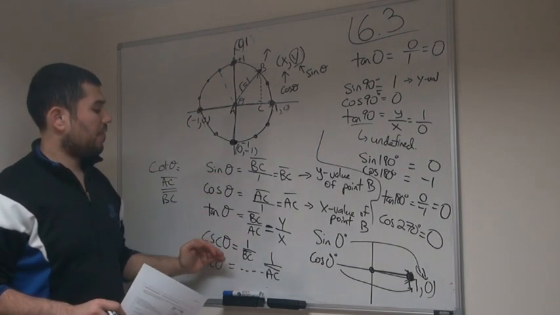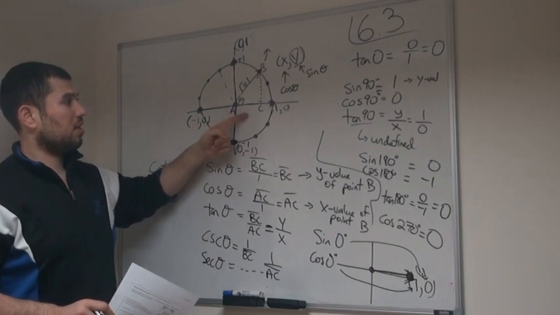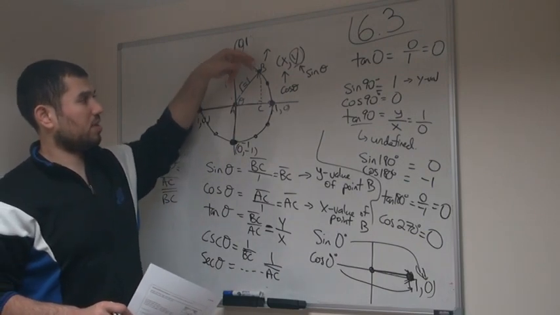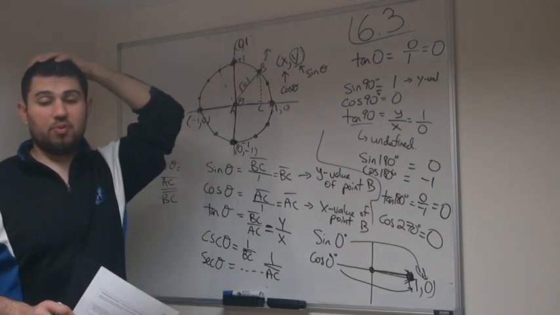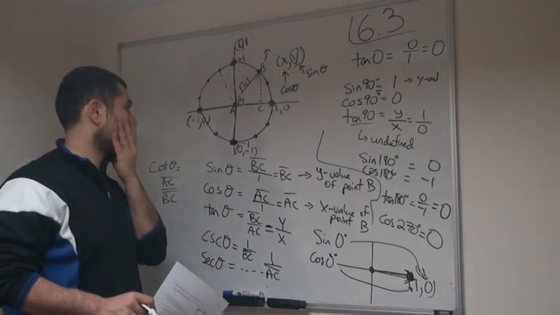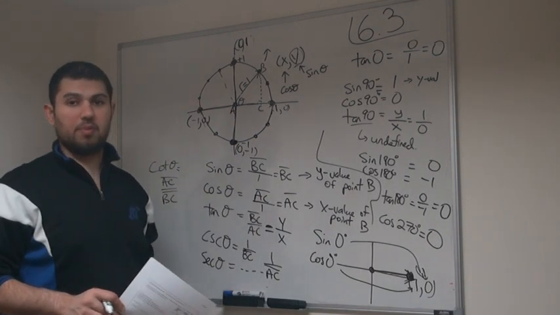And everything from there follows suit, because tan is opposite over adjacent. Well, the opposite side is represented by the y value of the point. The adjacent side is represented by the x value of the point. So I have y over x. And everything else is a reciprocal function, so it's 1 divided by something before.